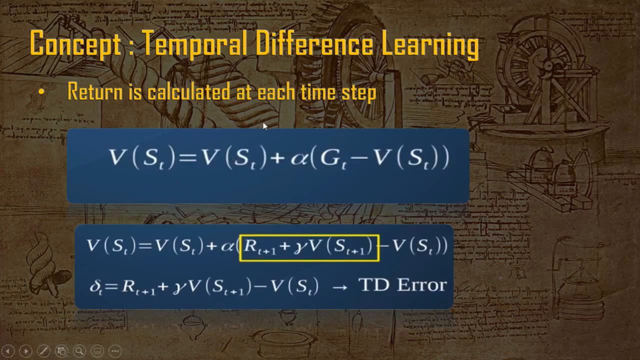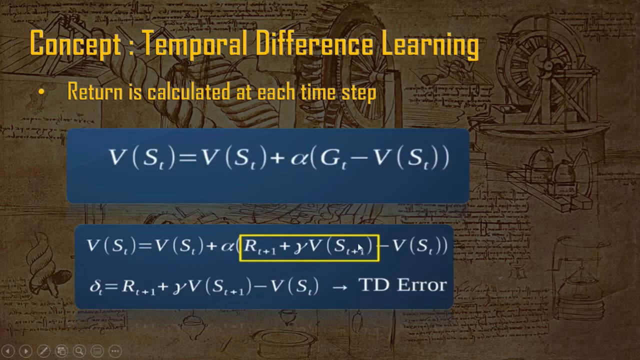We calculate the return after each time step. So after every single time step, we calculate the value. We have an initial value, right? We initialize the value function, plus we add a learning rate to it times the expected return for this particular state minus the value function. This is our formula for defining the value function, and here we have just expanded Gt is equal to Rt+1 plus gamma V(St+1).